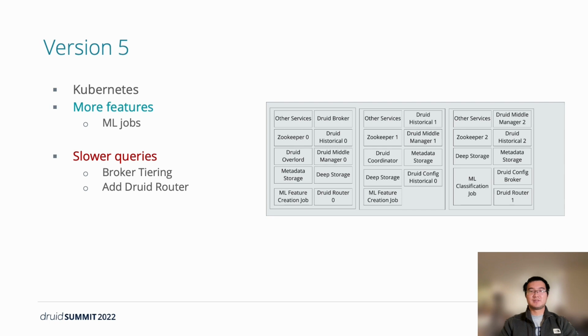Version 5 was still Kubernetes, but we added more features including ML jobs. The ML jobs would query large amount of data from Druid, and it also blocked the other queries. We used Clarity to identify the bottleneck and found that there was resource contention in the Druid broker. So we decided to create tiering for the brokers also and added routers to route the queries.